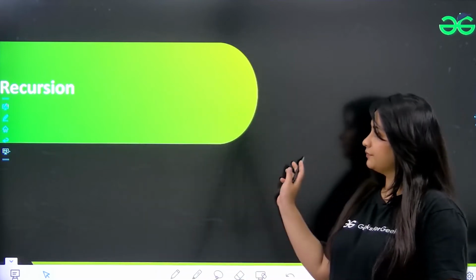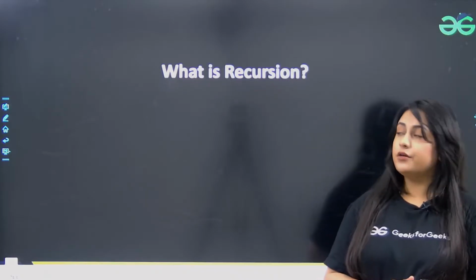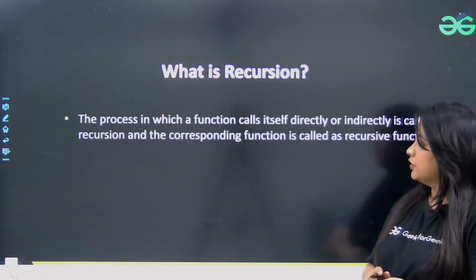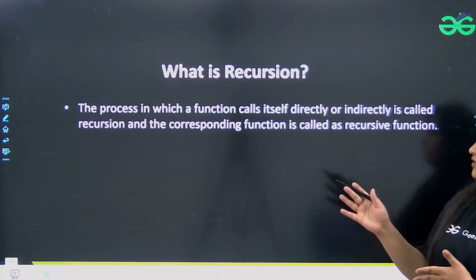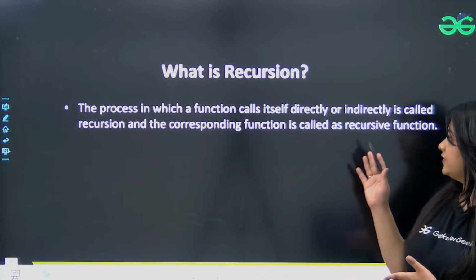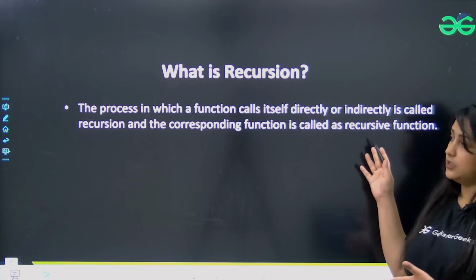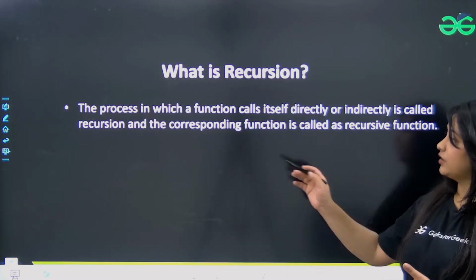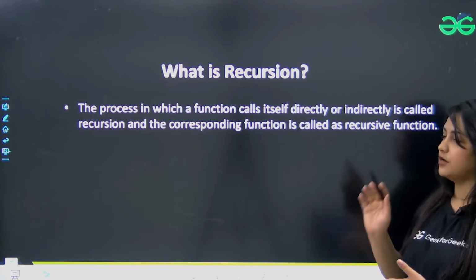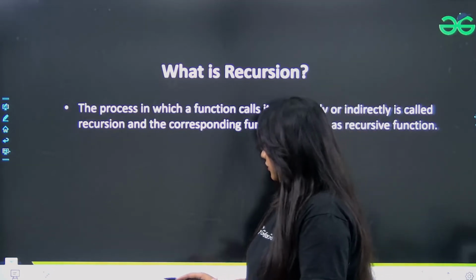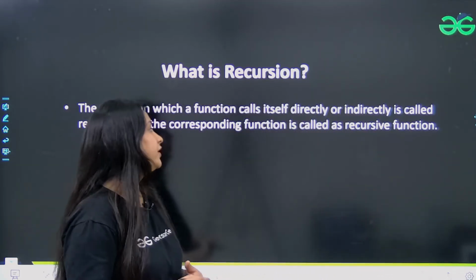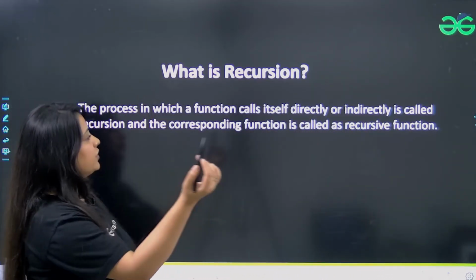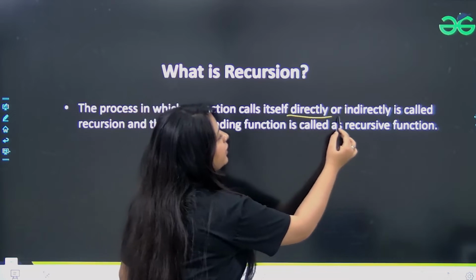The first thing over here is what is recursion. As you can see on the screen, the process in which a function calls itself directly or indirectly is called recursion, and the corresponding function is called a recursive function. There are a few words that you have to observe very carefully: a function calls itself directly or indirectly.